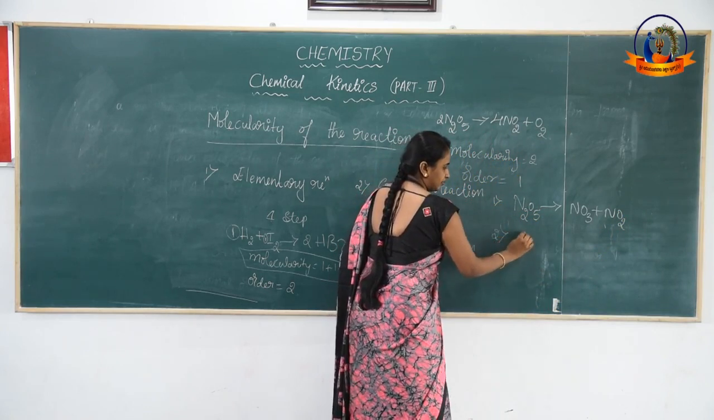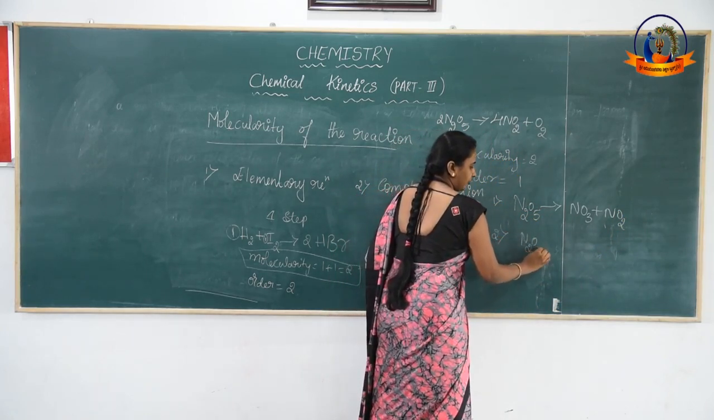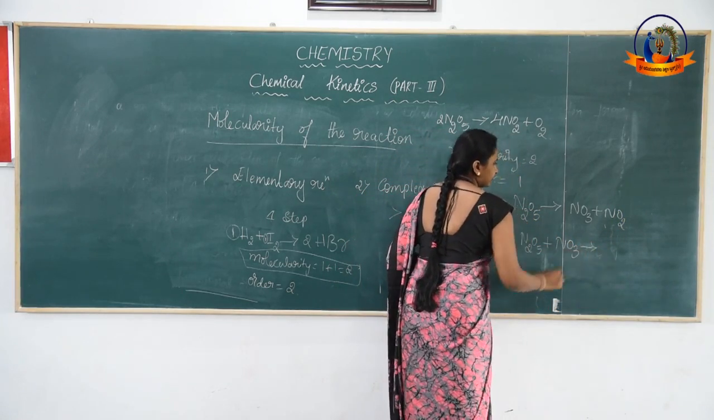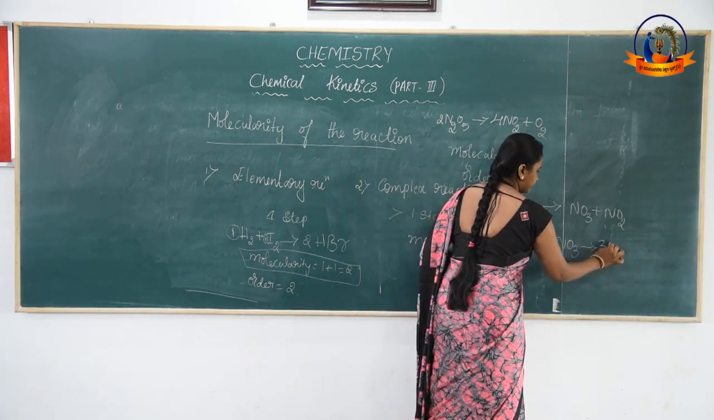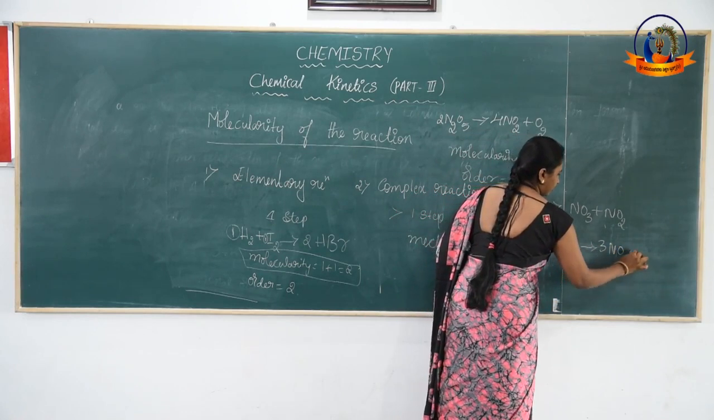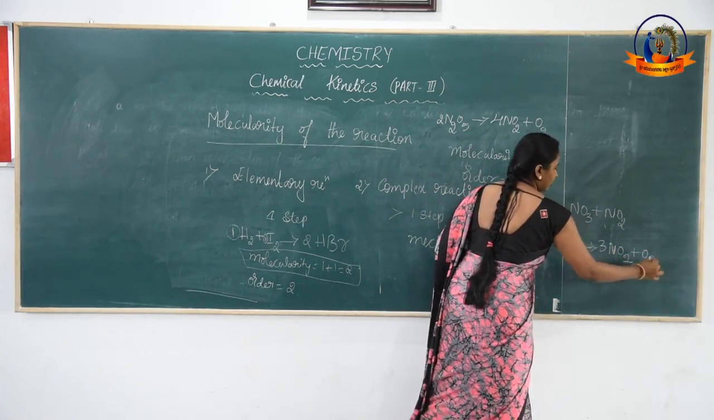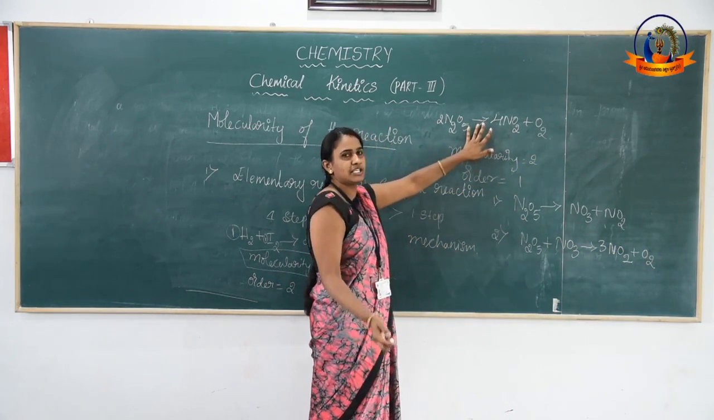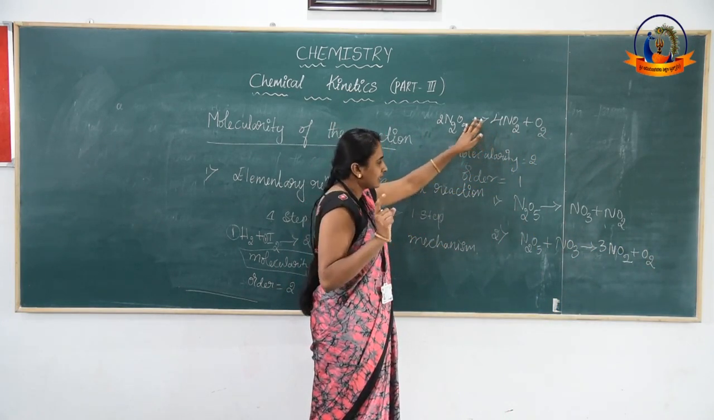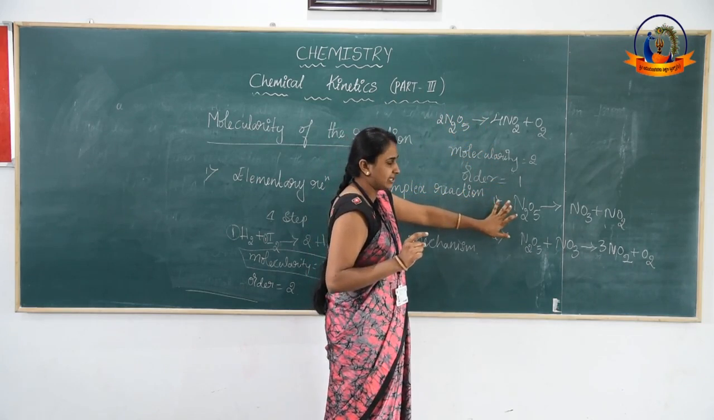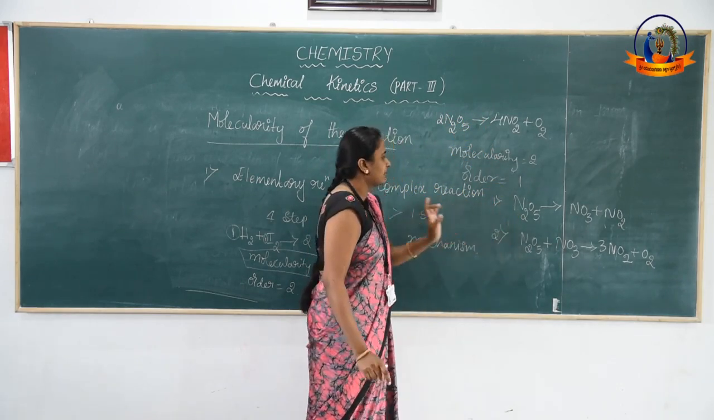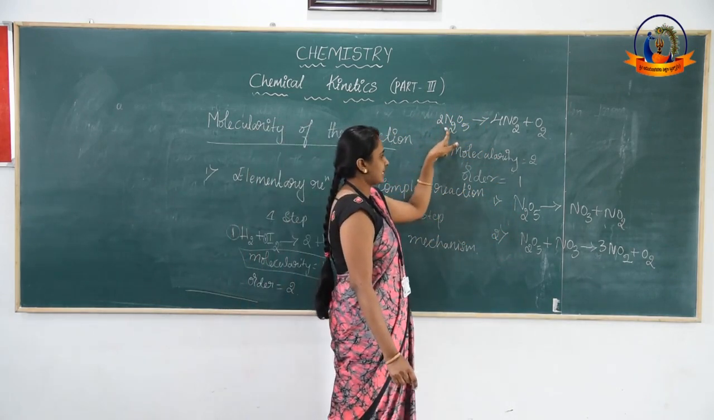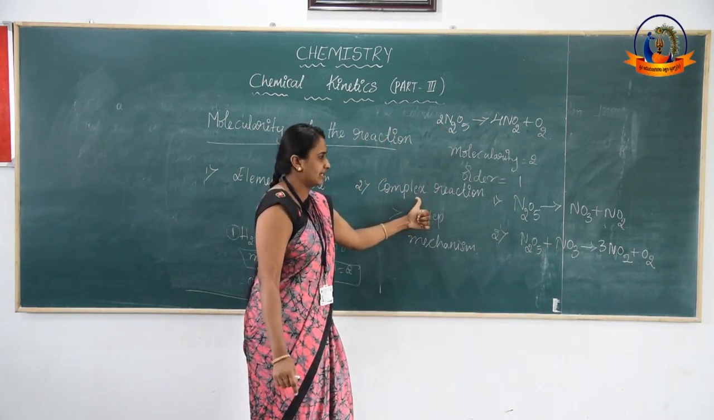In the second step, N2O5 combines with your NO3 and gives rise to 3NO2 plus O2. This reaction seems to take place in one step, but actually, experimentally, it takes place in two steps. That's why this reaction is not an elementary reaction. This reaction is a complex reaction.